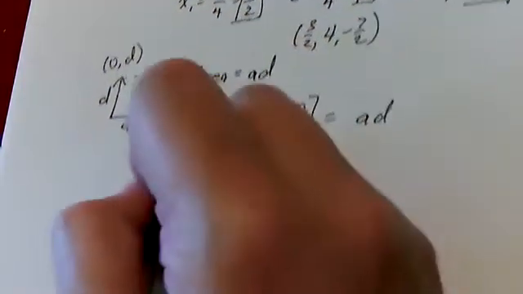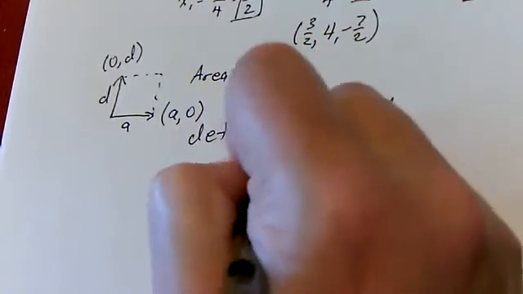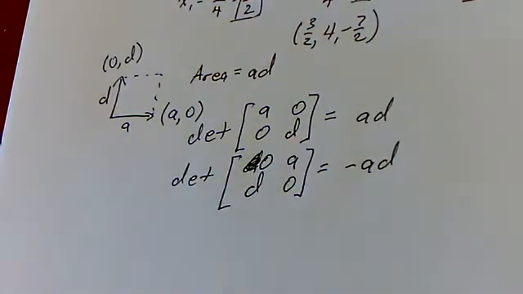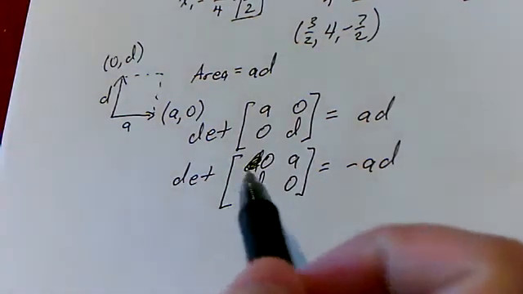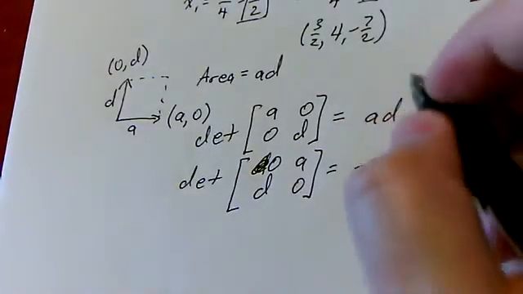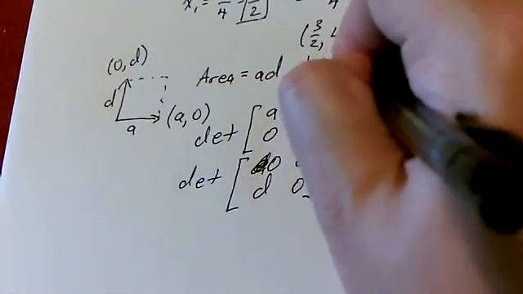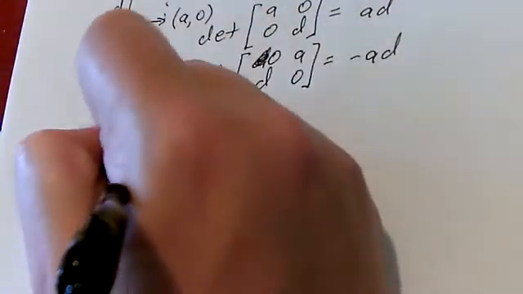Now, if I switch these vectors around, so I do 0, D and A, 0, well, now that would seem to make the determinant negative AD, but the area should still be A times D. So you can take these two vectors that are part of your parallelogram, or your rectangle in this case, and simply set them up as a matrix, and you'll produce the area of that parallelogram, with respect to absolute value. So the area is equal to the absolute value of the determinant of A, where A is your vectors.